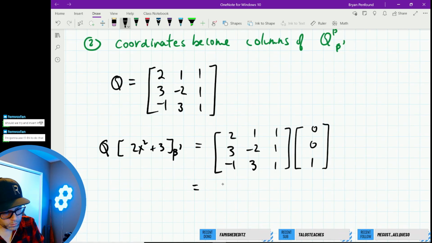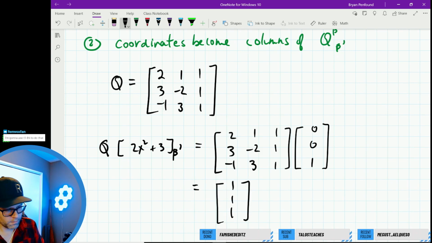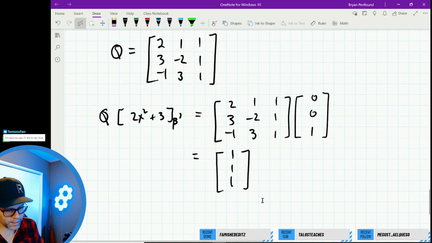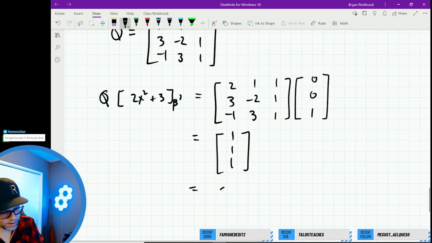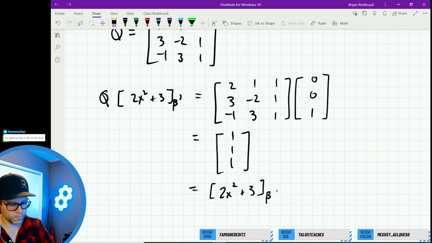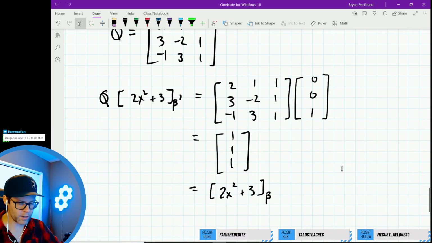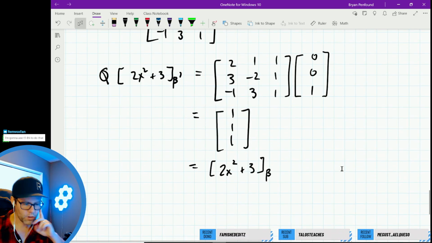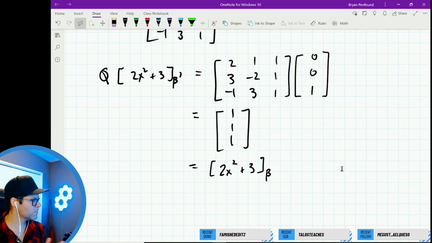And we know that multiplication should capture the third column of Q. And we know that 1, 1, 1 is exactly that basis vector expressed in terms of that other basis. So that's the idea. That's exactly what Q does. It helps us convert coordinates into different coordinates.